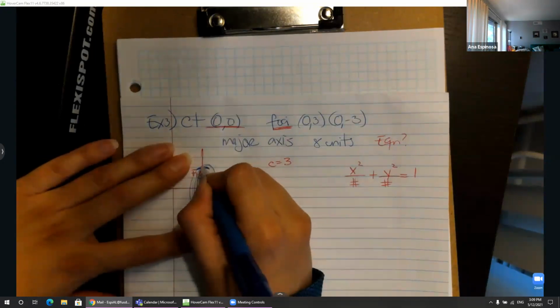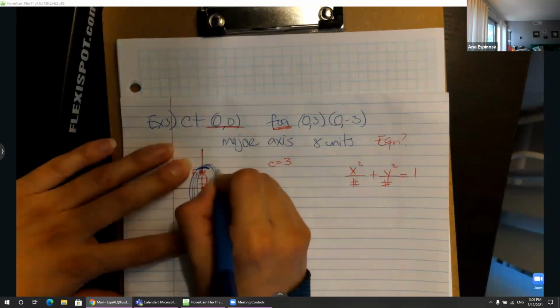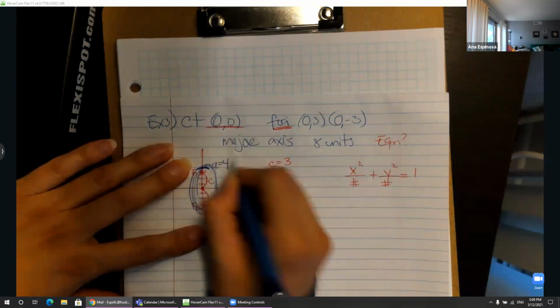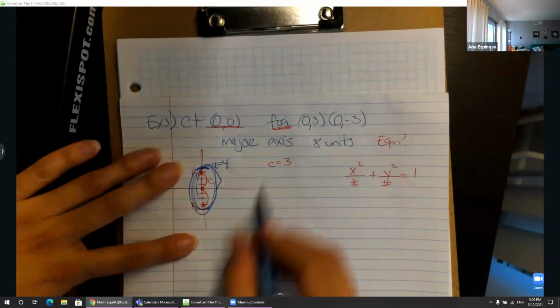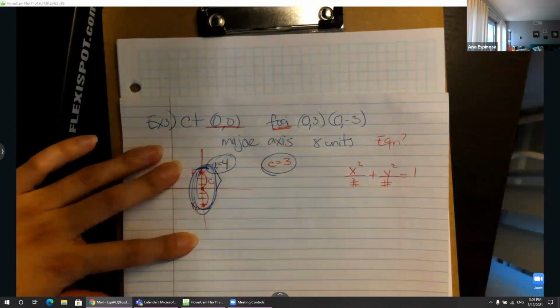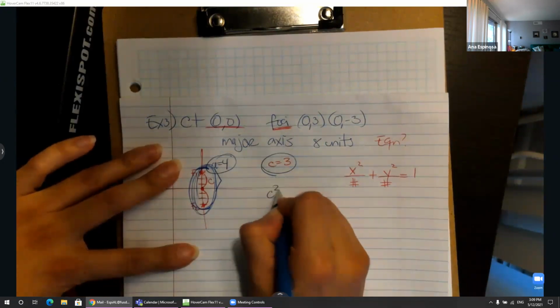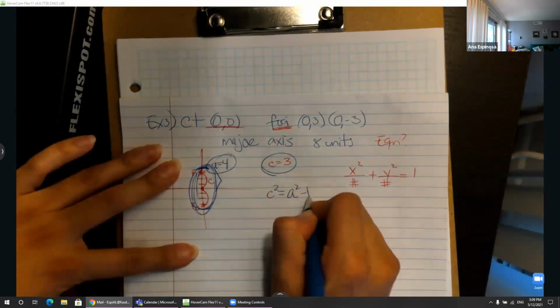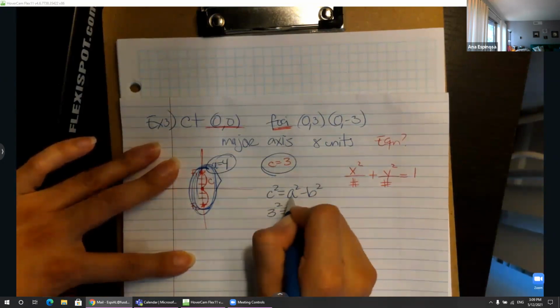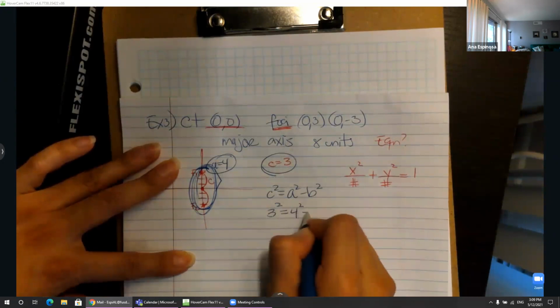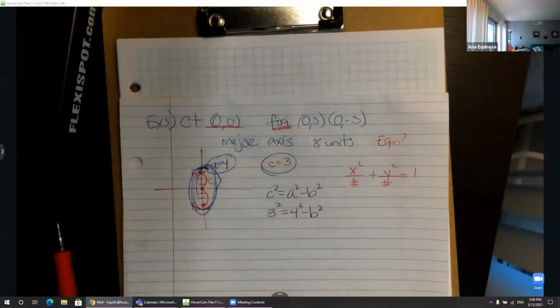So that means that the longest part, remember in an ellipse, A is the longest, so A is 4, because that's the amount of units. So when you graphed it, you went the other way around. You had a number, and that's the amount of units you went from the center up, down, left, or right. So I've got my A, I've got my C, now I need my B. So C squared equals A squared minus B squared. That's 3 squared equals 4 squared minus B squared. I have to solve for B squared.